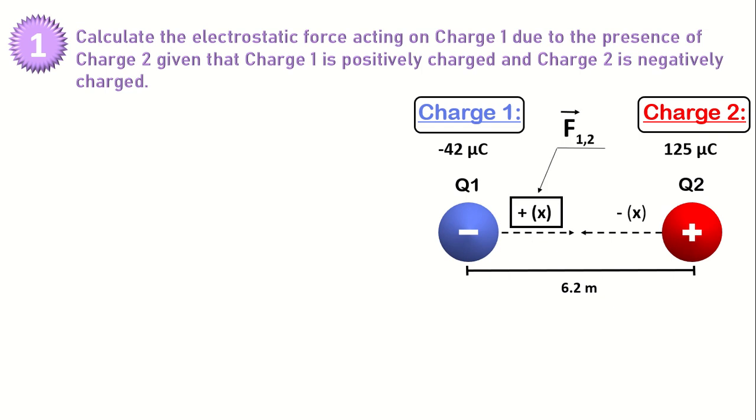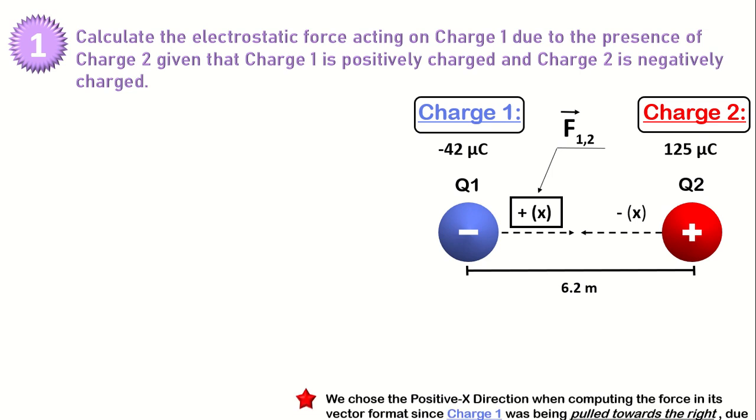Since the problem is asking us to find the electrostatic force acting on charge 1 due to the presence of charge 2, charge 1 is going to feel a force that pulls it in the positive x direction, or towards the right, because it's being attracted to charge 2. So it's going to be pulled in the positive x direction, according to these arrows. That's how we would use it in our vector notation. So we would use the positive x direction to represent our answer in vector notation once we calculate the magnitude.